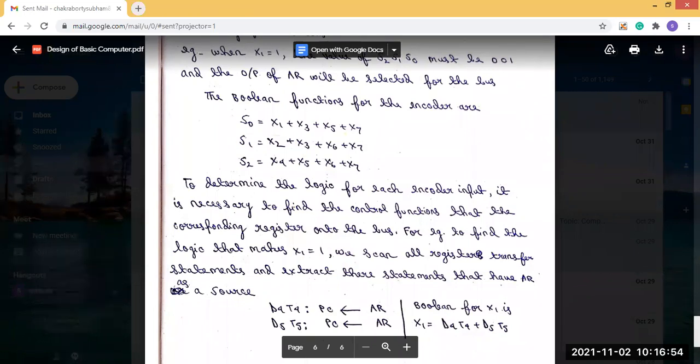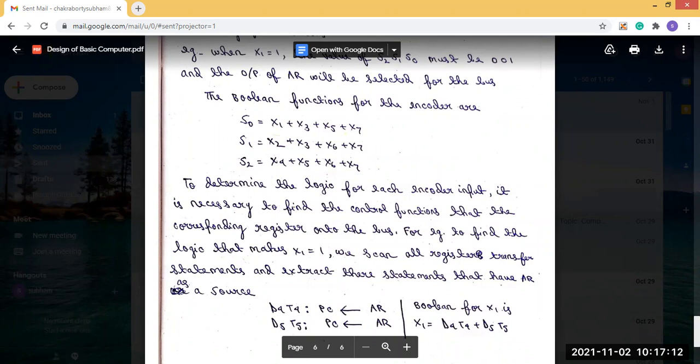How it can be made. We have found where 1 is present, and according to that, we have seen the inputs x1, x2, x3. From there we make these equations.